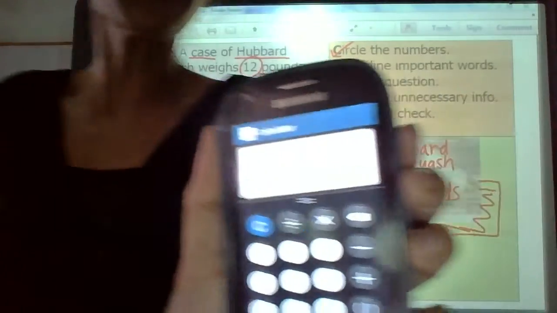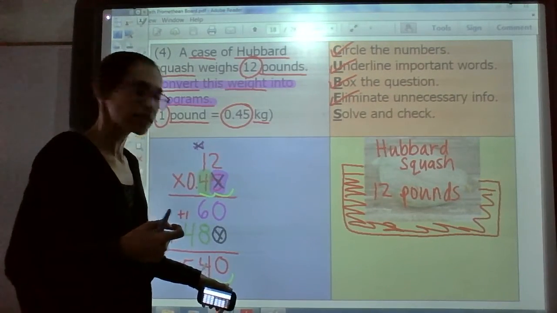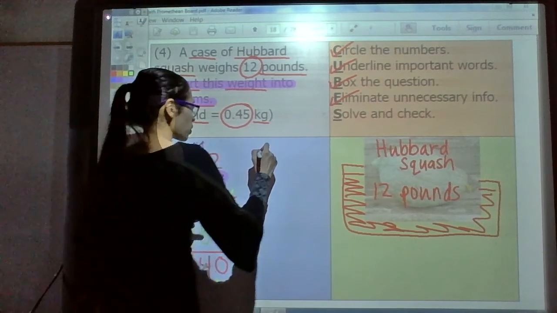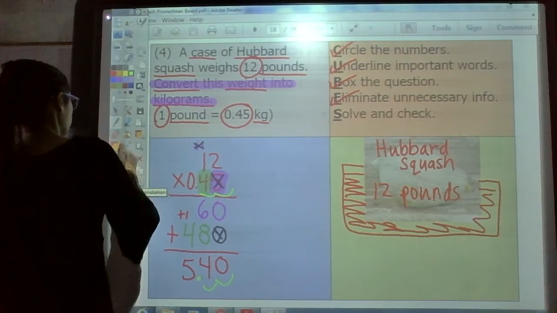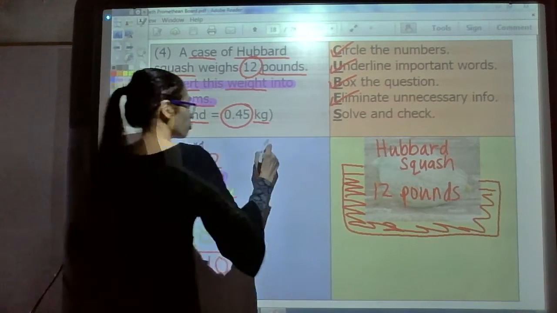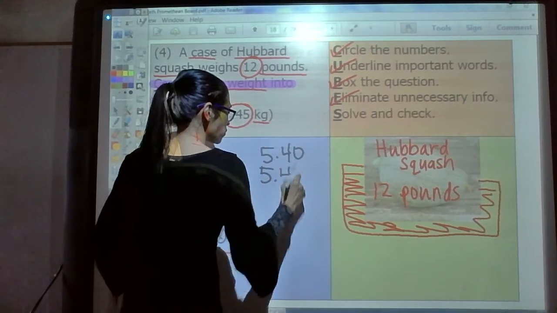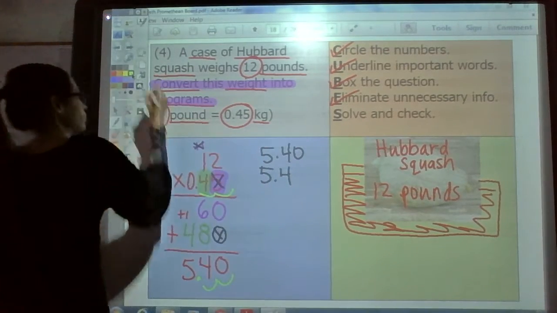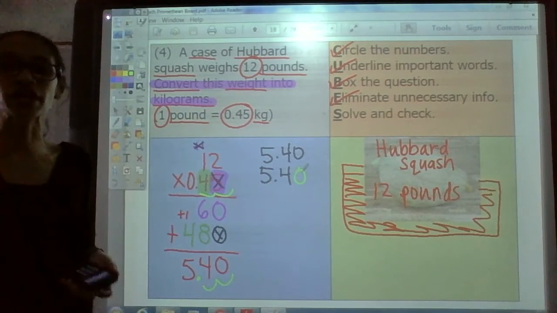Oh, look, they have 5 and 4 tenths. We have 5 and 40 hundredths. Is that the same thing? Yes, because look, let me write it over here. 5 and 40 hundredths is the same thing as 5 and 4 tenths. What's it missing? Just that 0 at the end. Those are equal. They are the same.